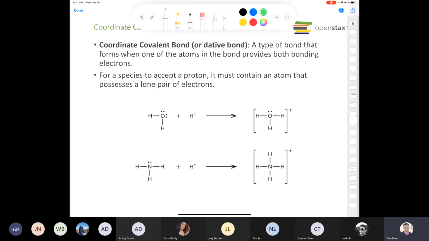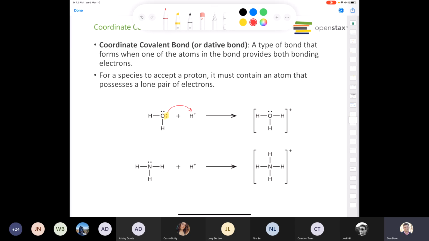A coordinate covalent bond, or what we sometimes call a dative bond, occurs when one of the atoms in the bond provides both bonding electrons. Okay, so both of the electrons in a sigma bond, both of them come from one atom. For example, a coordinate covalent bond occurs when a water molecule combines with hydrogen to form a hydronium. So you see that the water molecule is donating both of these electrons, right? We could draw an arrow to show the flow of those electrons to the proton, which is behaving as an electron acceptor, a Lewis acid, okay?